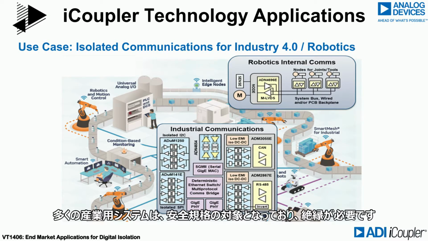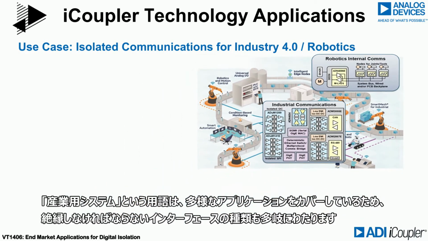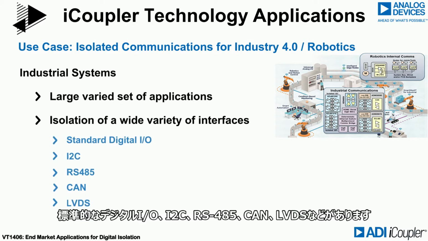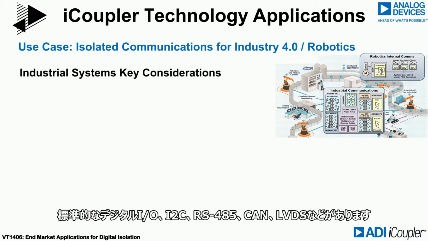Many industrial systems are subject to safety standards that require isolation. The term industrial systems covers a large and varied set of applications, which leads to a wide variety of interfaces that must be isolated. These include standard digital I/O, I2C, RS-485, CAN and LVDS, to name a few.